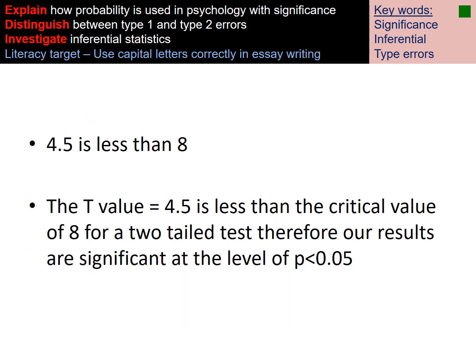Well, my calculated value, the one I just worked out, was 4.5, and my critical value, the one I just looked up, was 8. Well, 4.5 is less than 8, so I'm going to write this up by saying the t-value of 4.5 is less than the critical value of 8 for a two-tailed test. Therefore, our results are significant, and I'm going to state that level. I'm going to say at the level of p is less than 0.05.